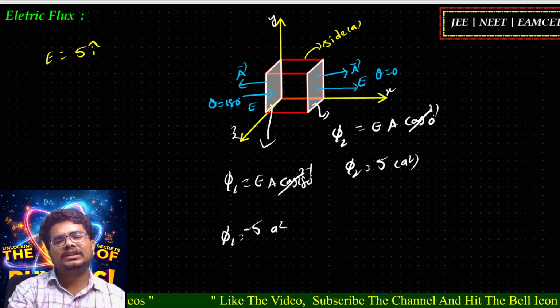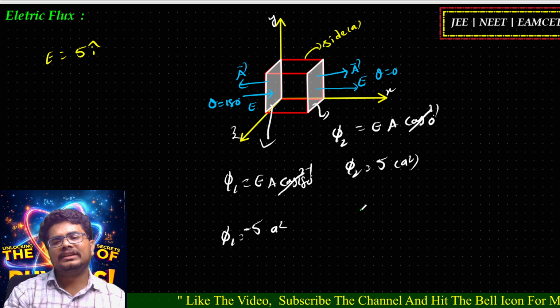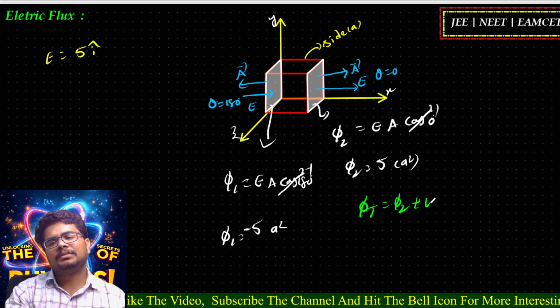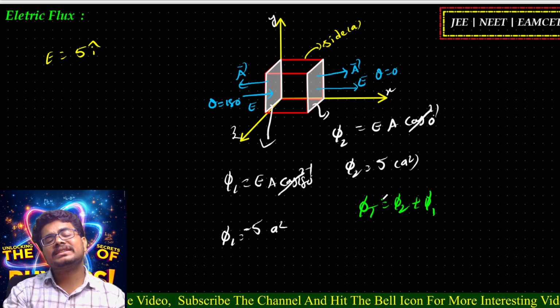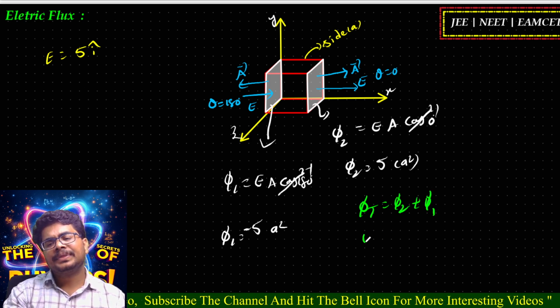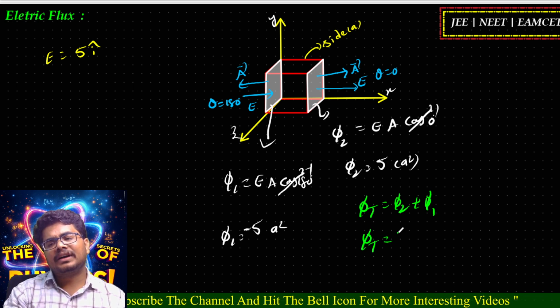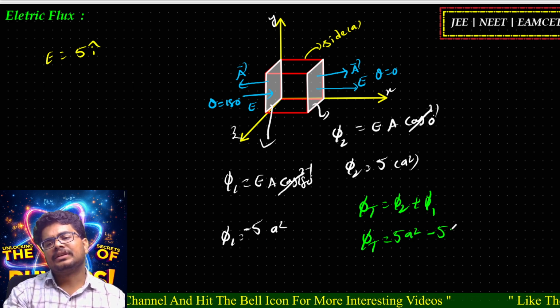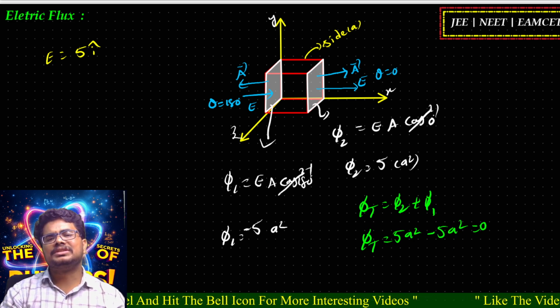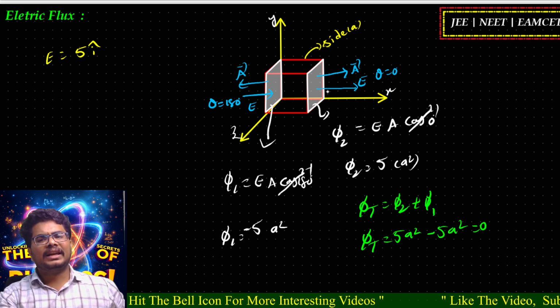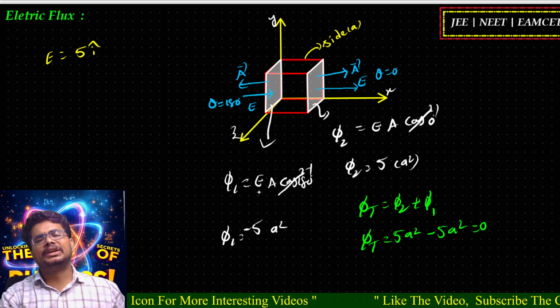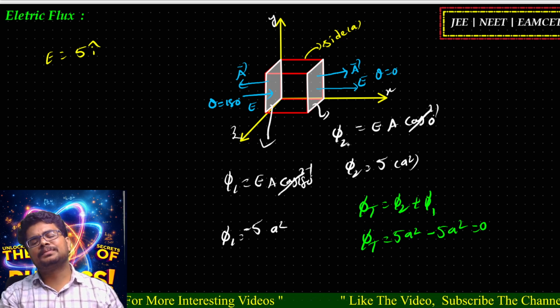So if I want to check the total flux, I know clearly that flux total equals flux 2 plus flux 1, or flux 1 plus flux 2, I can write it, because flux is a scalar quantity, not a vector quantity. So flux total equals what we got, 5A square minus 5A square. So net flux is going to be 0. I already told you: electric field leaving, flux should be positive. Electric field entering, flux should be negative.